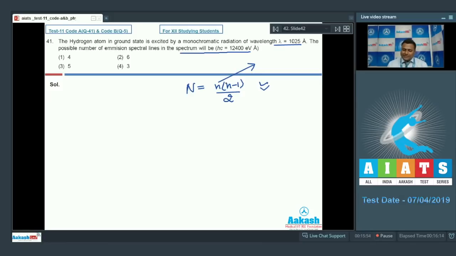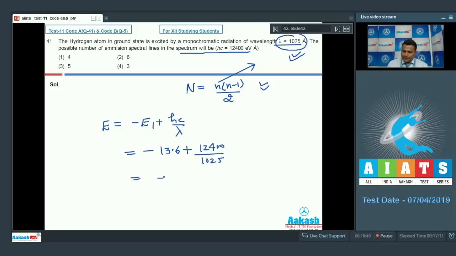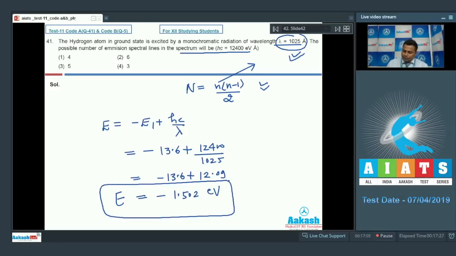Now first of all we have to decide where the electron is going after absorbing this much amount of energy. So E will be what? Minus E1 plus Hc by lambda. Minus E1 is 13.6 plus Hc, that is 12400, divided by lambda, that is 1025. Now solving it gets you minus of 13.6 plus of 12.09, and finally the energy we will get minus of 1.502 electron volt. Now for hydrogen, minus 1.502 electron volt energy is associated with third state.